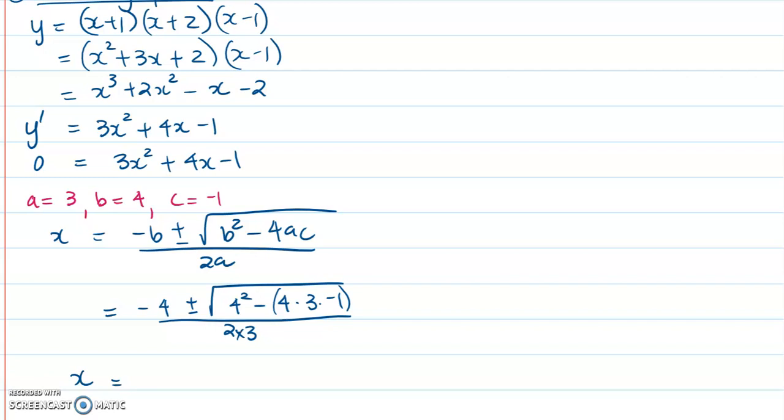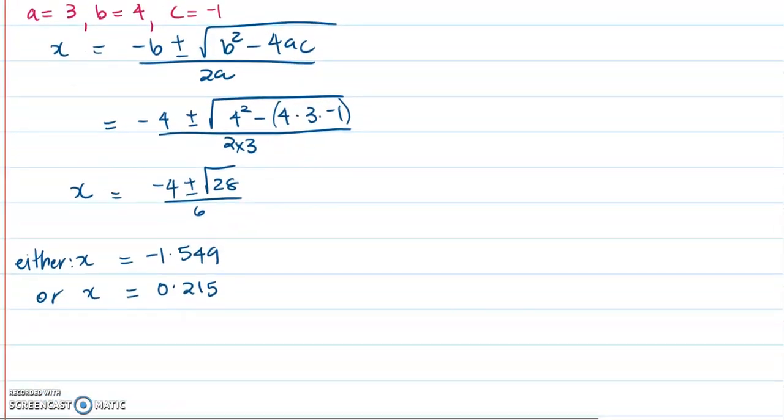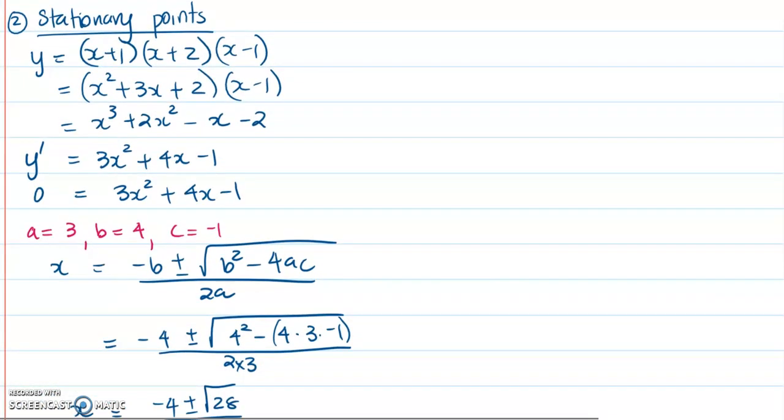And if I calculate this on the calculator, the two values that you get are negative 1.549 and 0.215. Now, let's see what the nature is of this curve. So that's the third part. And again, we can use the table method.